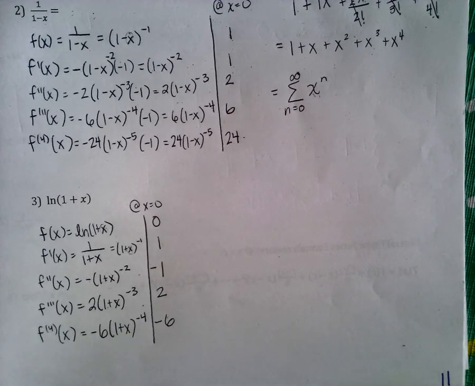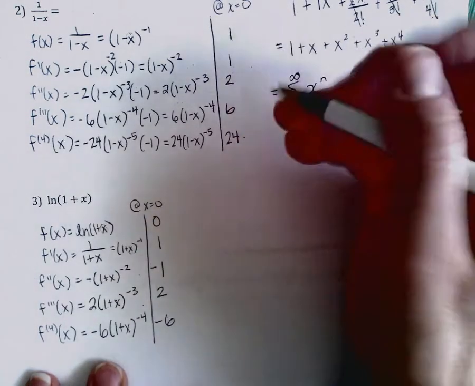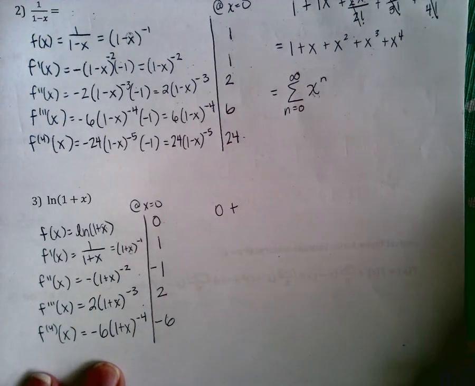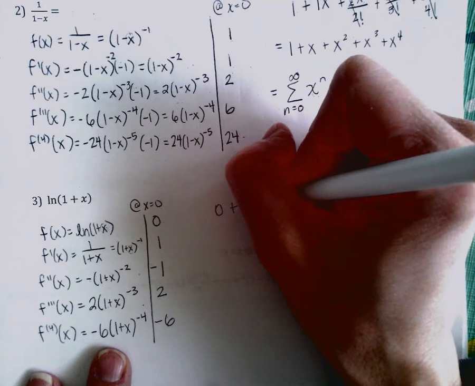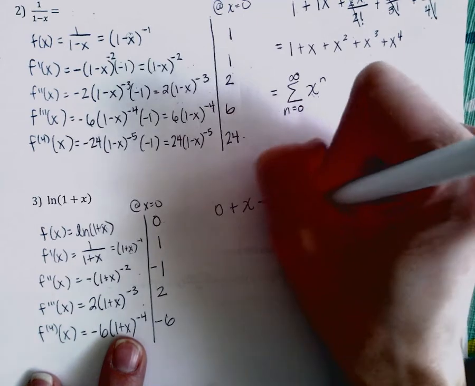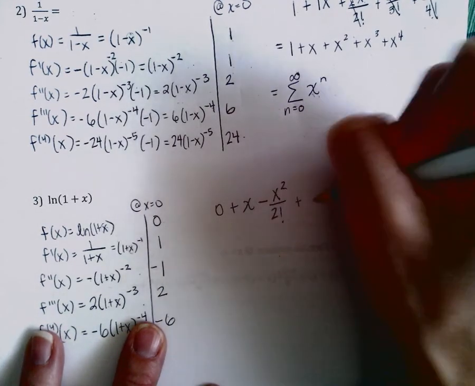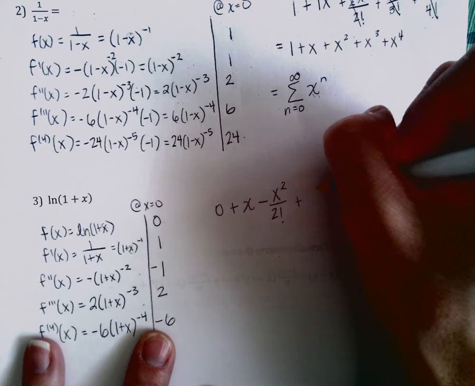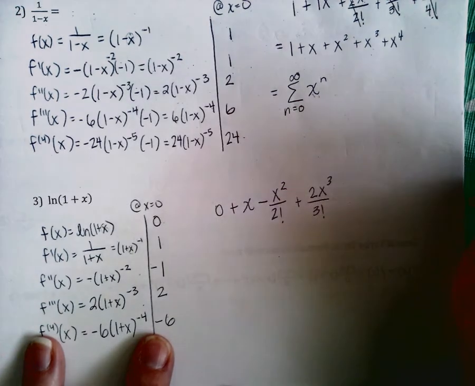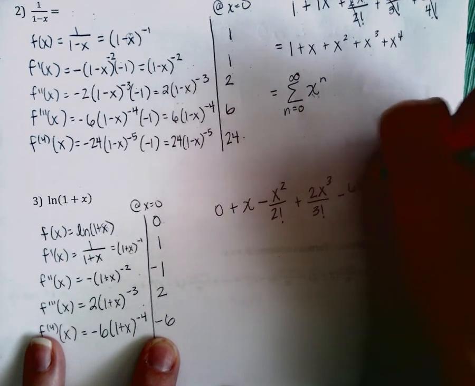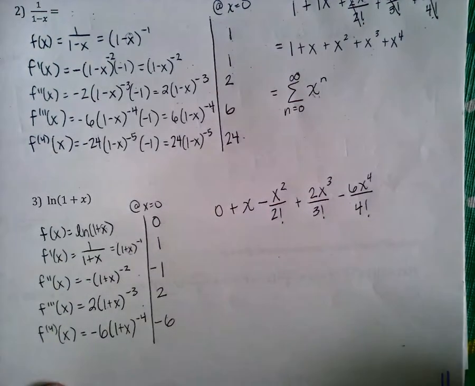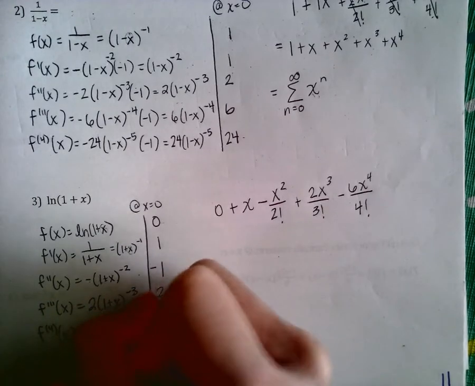Okay, so if we want to write this out, my first term is 0. So we can actually just leave that off, but I'll put the 0 plus to start off with. Then I have 1 times x to the first, so just x. Then I have minus 1 times the x squared over 2 factorial. Then I have plus 2 times x cubed over 3 factorial. And then minus 6 times x to the fourth over 4 factorial. Okay, and if we wanted to keep going, let's just go ahead and keep going. One more term to help us see the pattern here.